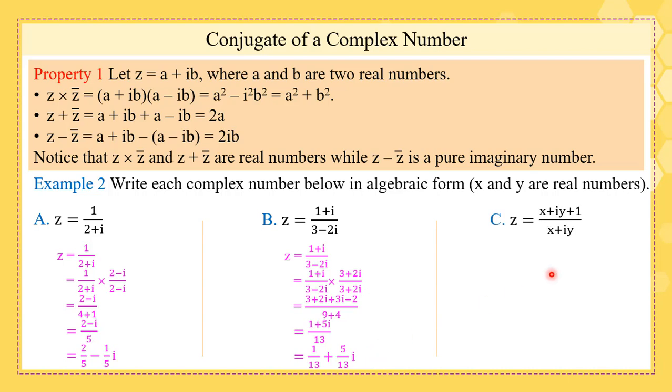Now this part, x and y are real numbers, so the conjugate in this case would be x minus iy. We multiply the numerator and the denominator. Pay attention here because we have many terms. This is what we get after we multiply and simplify. We try to write it in algebraic form. In this case, a is x squared plus y squared plus x over x squared plus y squared, and b is minus y over x squared plus y squared.